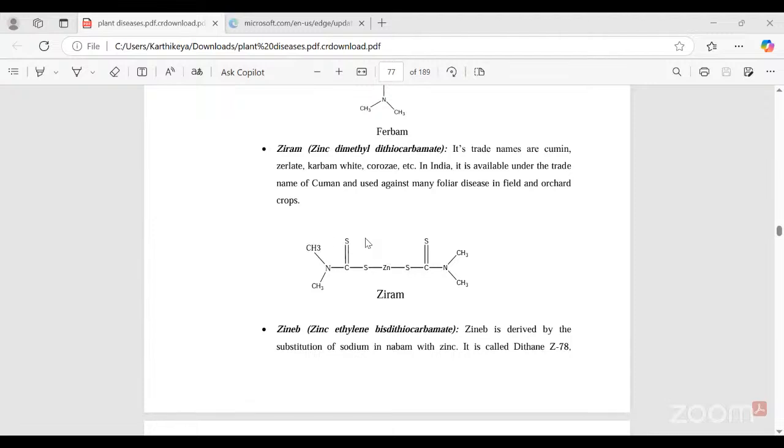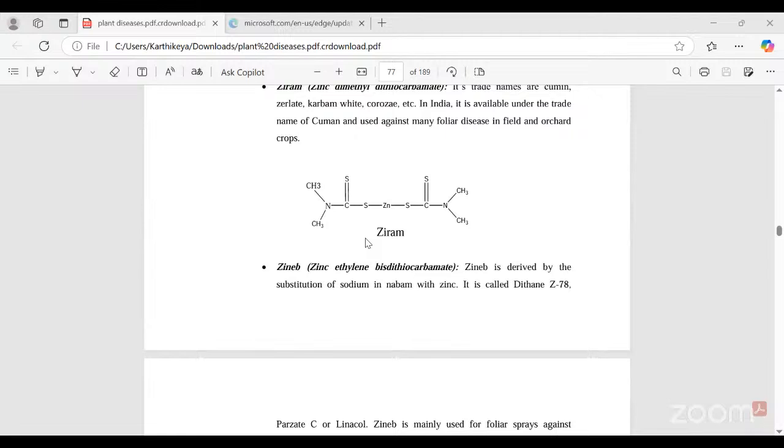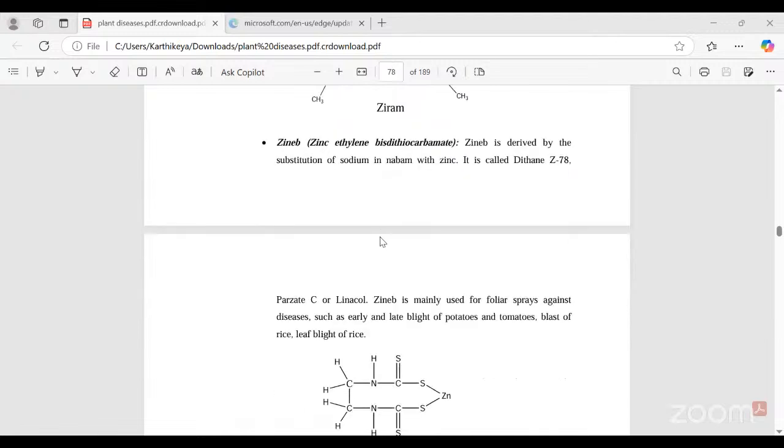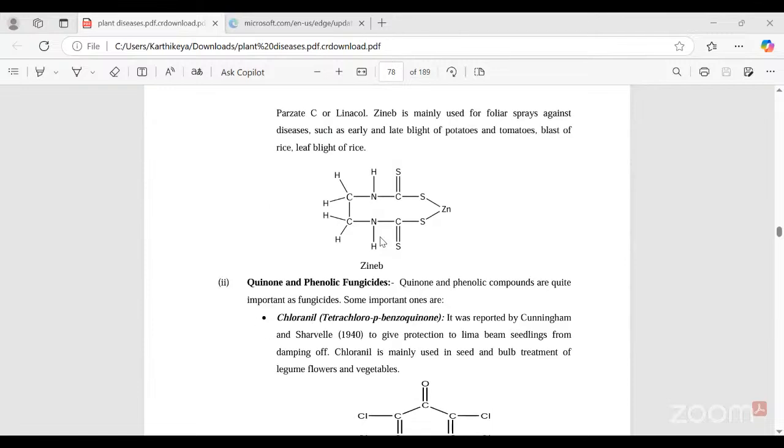Next, zineb, zinc ethylene bis dithiocarbamate. Zineb is derived by the substitution of sodium in nabam with zinc. It is also called Dithane Z-78.